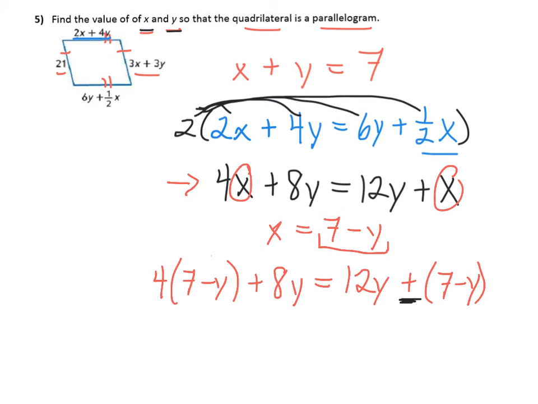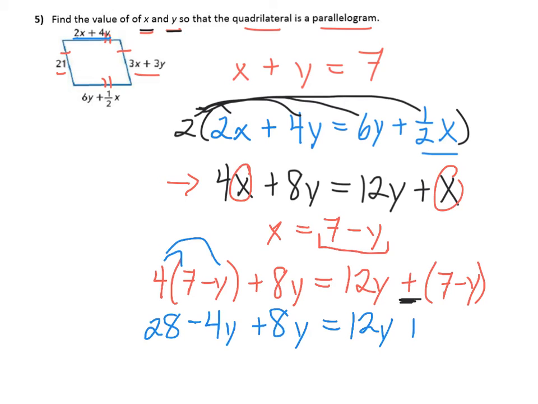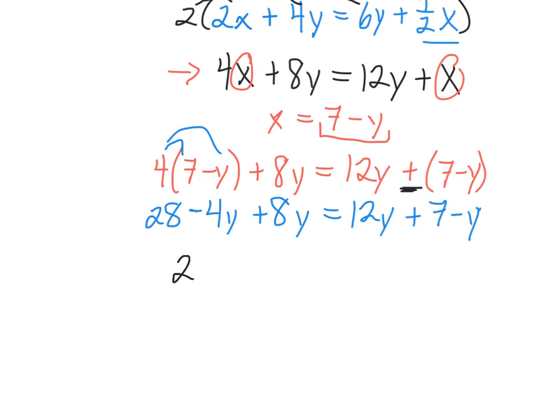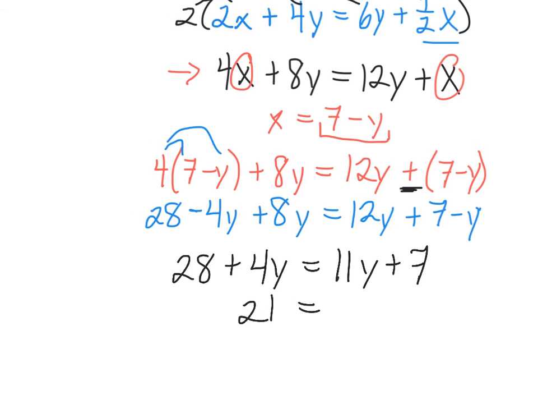Okay, so let's distribute and simplify this a little bit. So it looks like we have 28 minus 4y plus 8y equals 12y plus 7 minus y. Combine some terms, 28 plus 4y, 11y plus 7. Looks like I'm going to end up with 21 equals 7y, so y must equal 3. So I have 1 out of 2 variables, but I'm really more than halfway there.